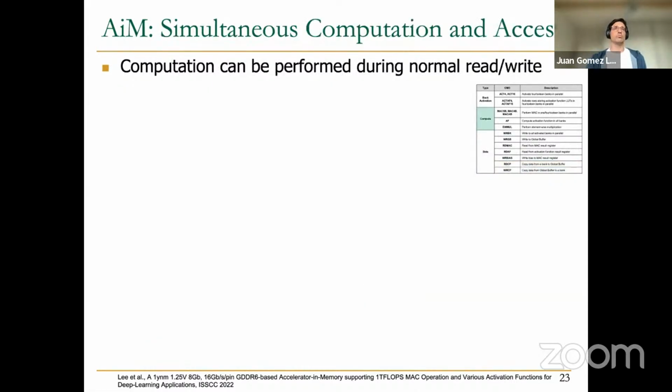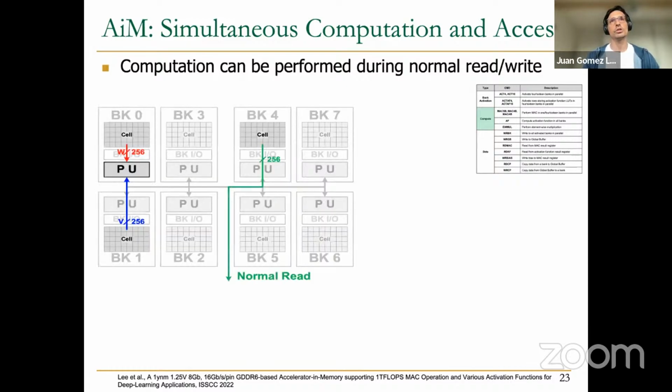And another innovation and interesting novelty of this architecture with respect to the previous ones, in my opinion, is that it's possible to perform simultaneous computation and access. That is, something that cannot really be done in a fine-grained manner in the other PIM architectures that we presented earlier. What this essentially means is that it's possible to operate on the PU of one bank and at the same time perform reads or writes to DRAM cells in other banks.